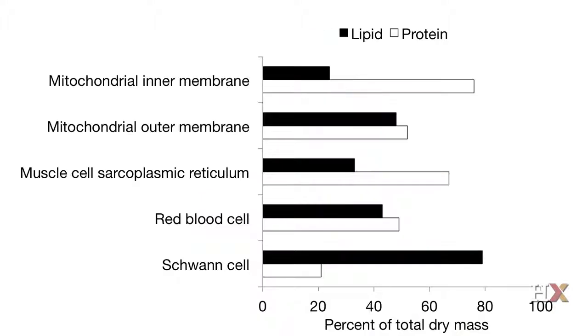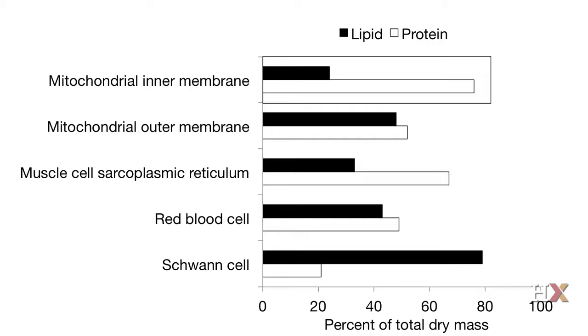We can make two observations. The first one is that the total concentration of protein in a membrane varies from cell to cell or from organelle to organelle. For example, in the inner membrane of a mitochondria, you have about 70% of protein. That high concentration of protein is in direct correlation with the function of the inner membrane of mitochondria.